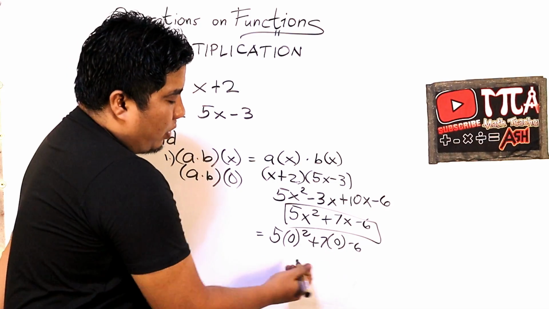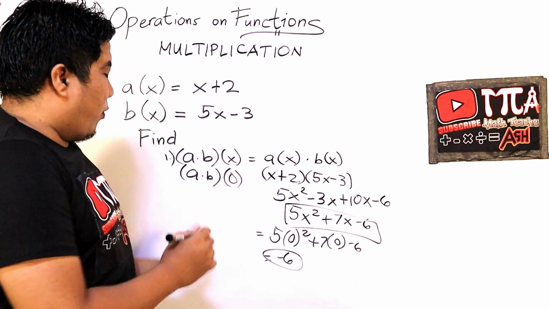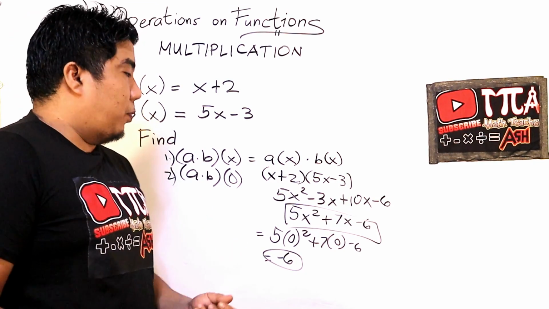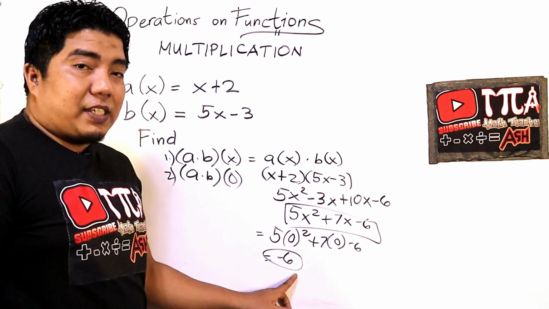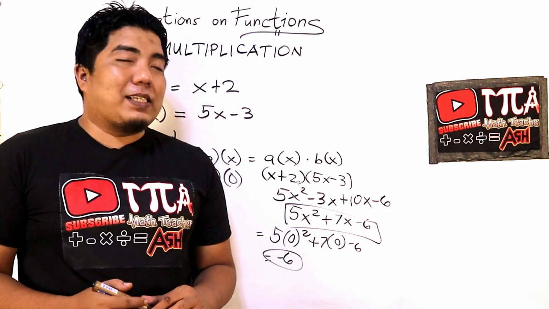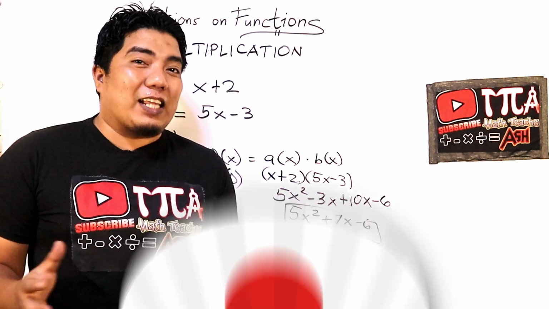So therefore, the final answer is negative 6. So for problem number 2, the answer is negative 6. For problem number 1, we have 5x squared plus 7x minus 6. Easy, right? Now, let's go to our second set of examples.